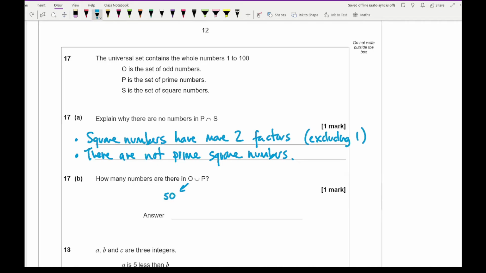Now, all the prime numbers are odd, apart from 1, which is the number 2. So all the prime numbers are going to be included in that 50, but I also then need to include the 2, which is not part of the odd clan. So the number then that are going to be odd or prime is going to be 51.